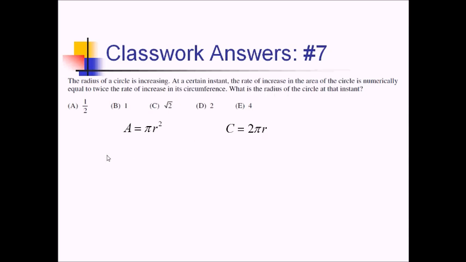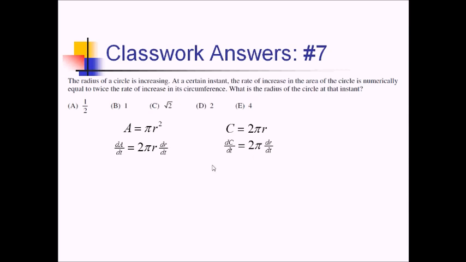All right, so let me implicitly differentiate here because I know a little bit about the rates of change in this problem. So for this one, we can write dA over dt equals 2 pi r dr over dt. Over here, we've got dC over dt equals 2 pi dr over dt.